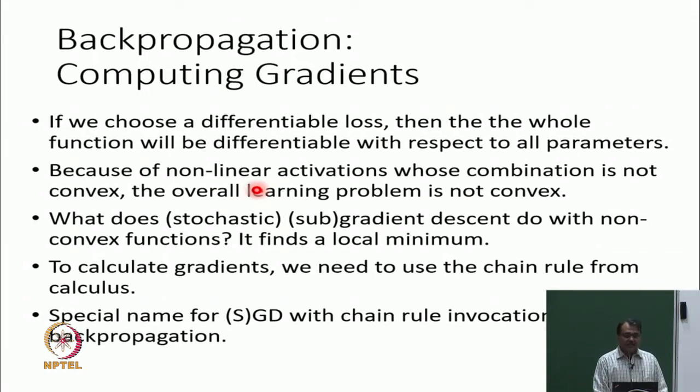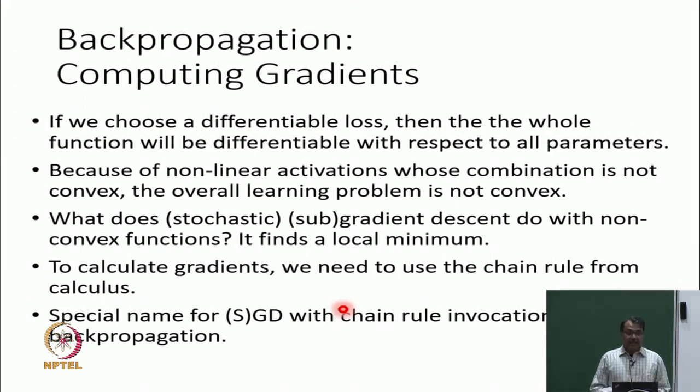Because of nonlinear activations, the combination is not convex. The learning problem is not convex. That's okay. Who cares? We will basically do stochastic gradient descent with non-convex functions. What would it do? It will find a local minimum. That's okay. To calculate gradients, we will use the chain rule.